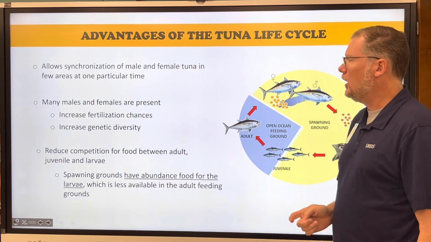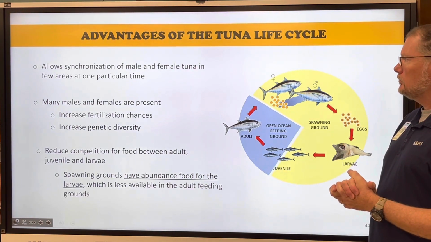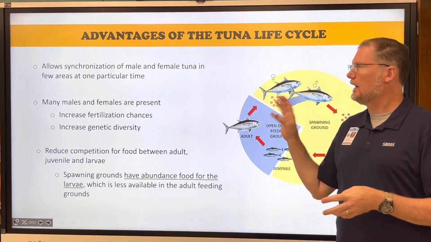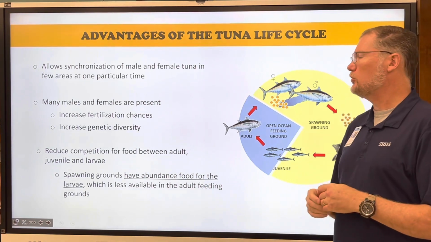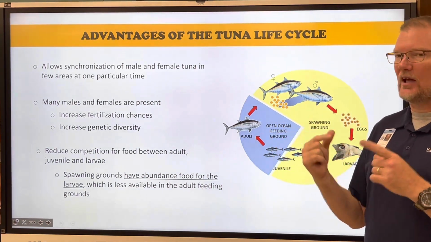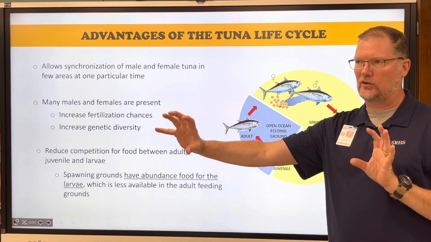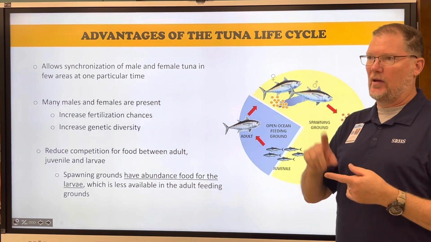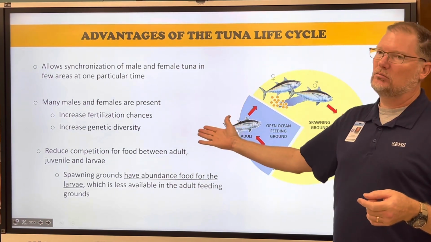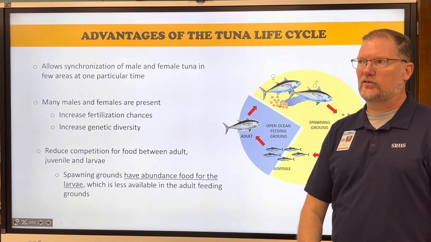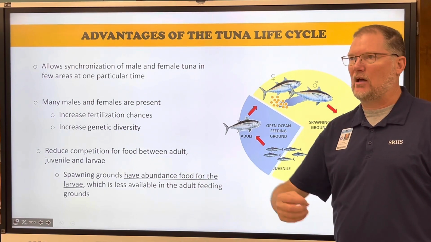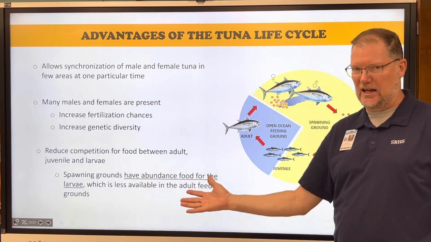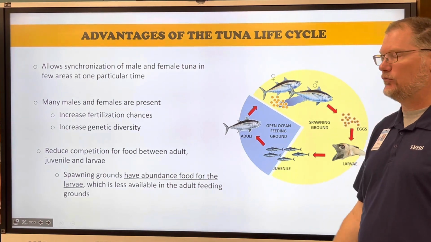And so the advantages of this life cycle, they allow synchronization so that they're in few areas at one particular time, the Gulf of Mexico and the Mediterranean Sea. So that makes both males and females present, which increases the chance of fertilization. If the males went first, and then left their sperm, and then the females came days later, the sperm would be too spread out, right? Or would die due to lack of nutrition.